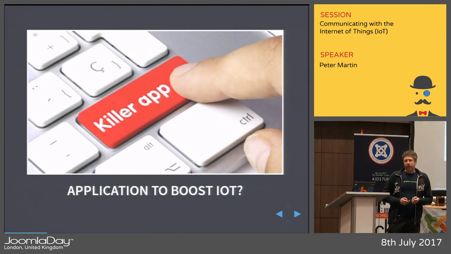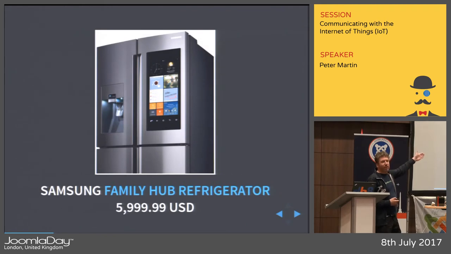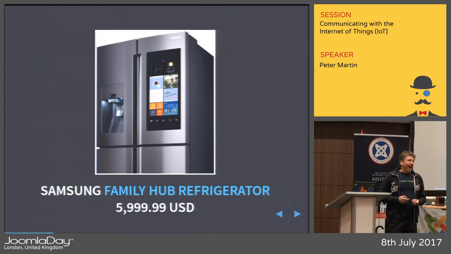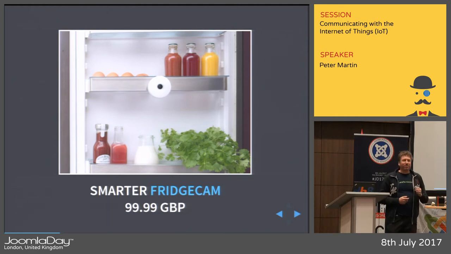Well, I think the Americans made this refrigerator. It has internet inside, but it's also Internet of Things. So if you run out of milk, it will order milk for you. I think that the British have a smarter solution. It's this fridge cam. It's only £99.99. You just put the device in your refrigerator, and when you are in the grocery store, you just look at your phone, and you can look inside your refrigerator if you're out of milk, which is much cheaper and even more convenient.